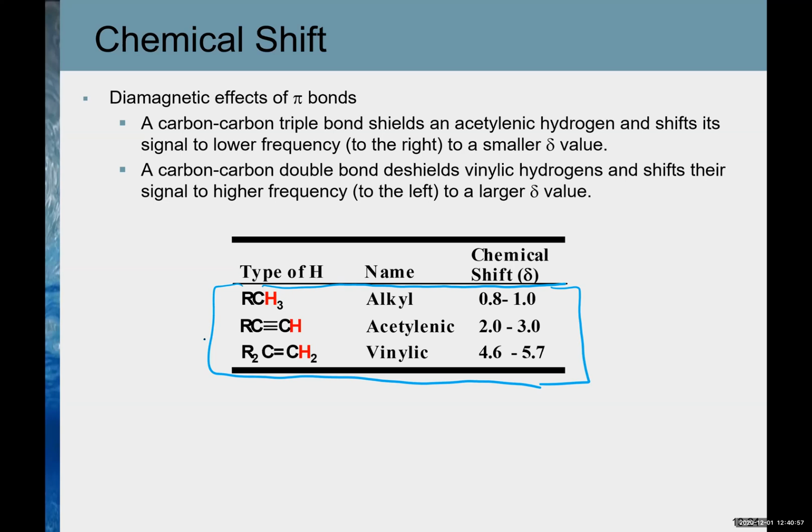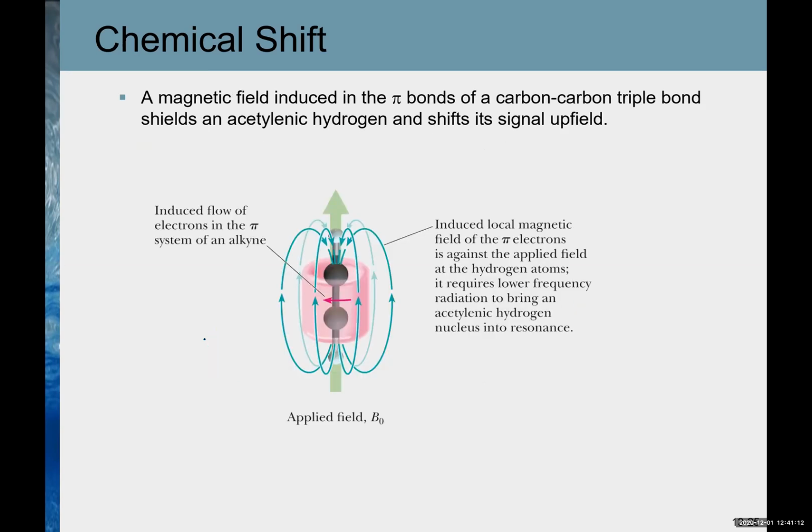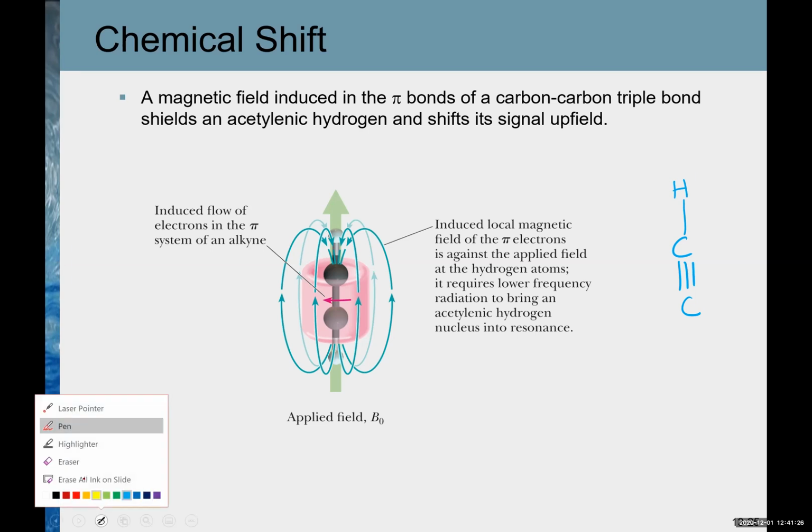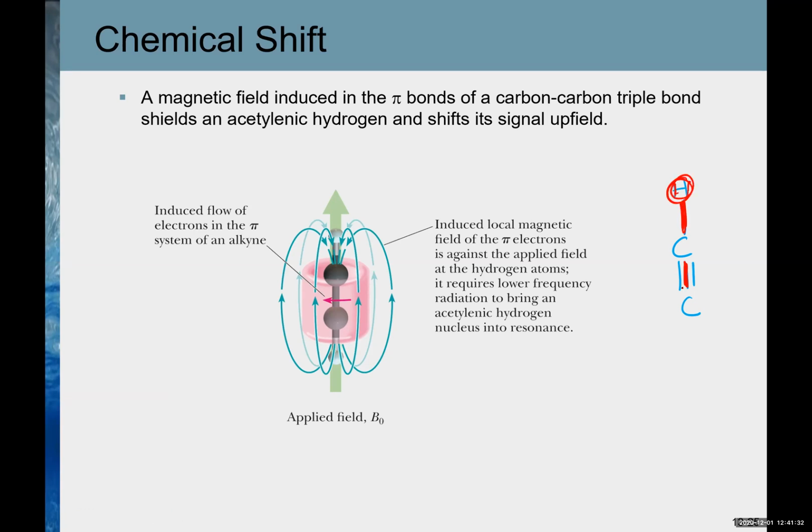Now, why is it so? It can be explained by a phenomenon called ring currents, or pi electron ring currents. Imagine this is the triple bond and there is a hydrogen here. Let me show the sigma bonds in red. So these are the sigma bonds and that's our hydrogen. The blue ones are pi bonds. So pi bonds are around it. So these are the pi electrons.